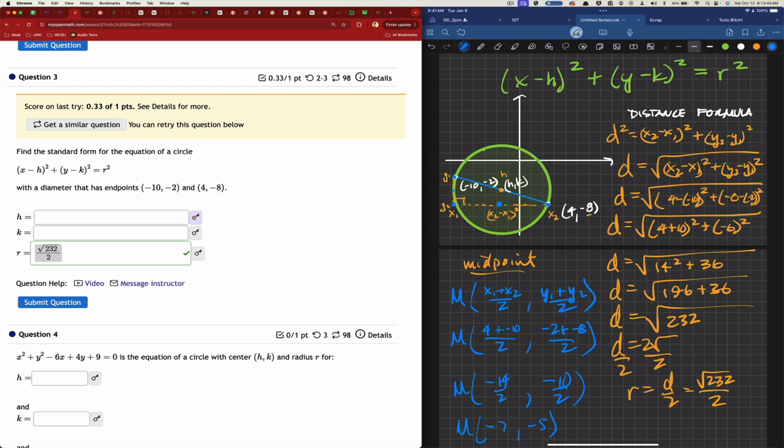Oh, because I added this wrong. Oof, that's not good. That's negative 6, which gives me negative 3, and this is negative 5. Sorry about that. Mathematical error. So negative 3 comma negative 5. This error right there: 4 plus negative 10 is not negative 14. 4 plus negative 10 is negative 6. Divided by 2 is negative 3.